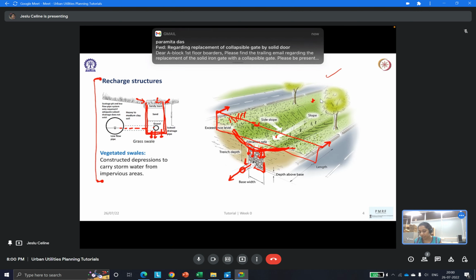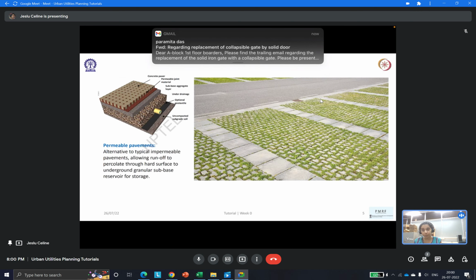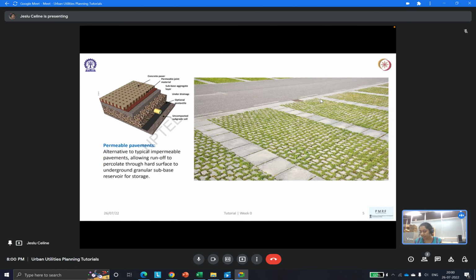And the next one is a permeable pavement. So what is a permeable pavement? This is a good example of permeable pavement. We might have seen it in a lot of parking lots, walkways, footpaths, streets, etc. where you have different concrete blocks, or instead of having an interlock block, you have gaps between them where there is soil and water can penetrate down. So this is the permeable pavement.